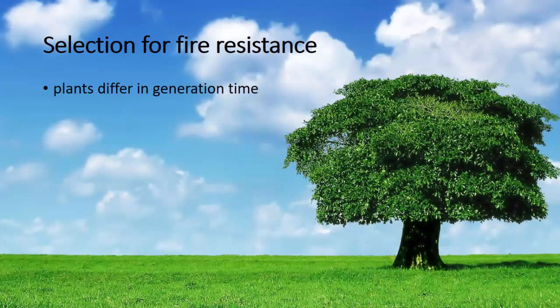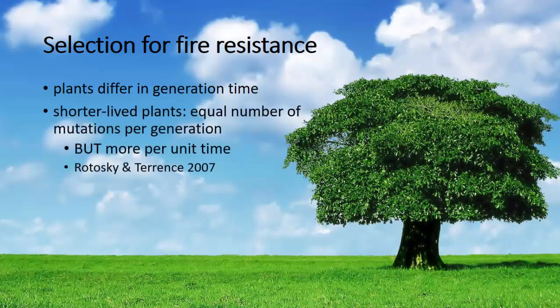And then I'm going to get to the meat of my particular research, right? I have to get to what is the question that I'm asking, or what is my hypothesis. So I'm going to talk about selection for fire resistance, right? Plants do differ in generation time. Shorter lived plants have an equal number of mutations per generation, but because they're going to have more generations in a given period of time, they're going to have more mutations in a given period of time. So they're going to mutate faster.